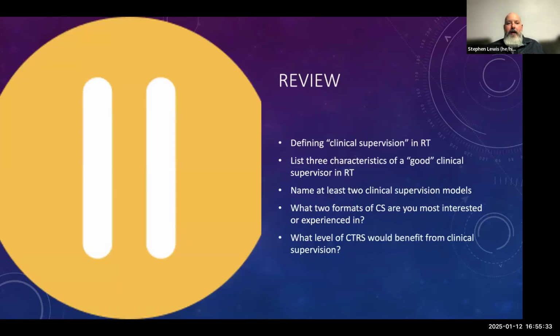All right, so this is the next pause moment. I want you to review. I actually want you to do this. Take time and jot down: how would you define clinical supervision in RT? What are three characteristics of a good clinical supervisor in RT? At least two clinical supervision models that I listed. What are two formats of clinical supervision you're most interested in based on what I shared? And what level of CTRS would benefit from clinical supervision? So pause and answer these questions.